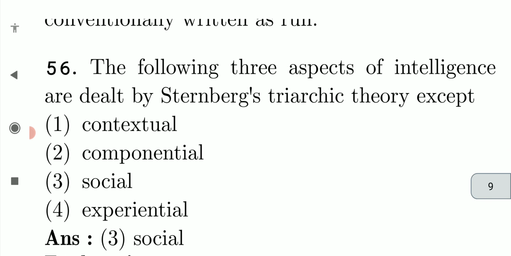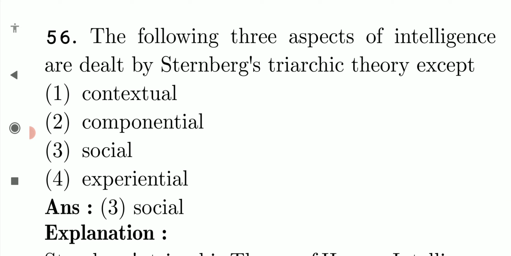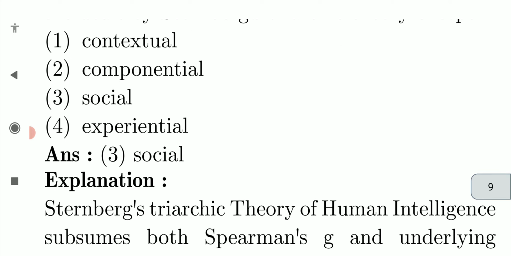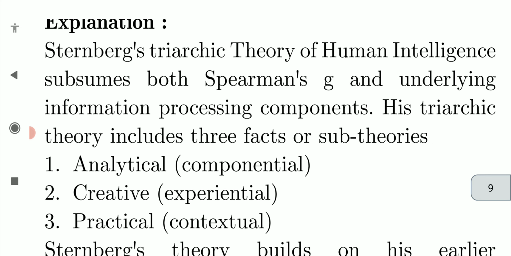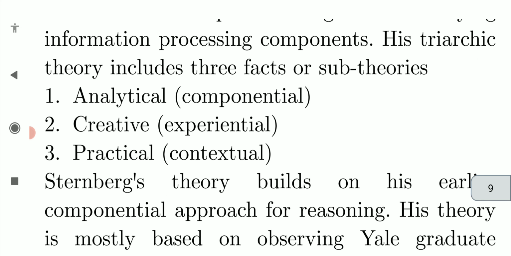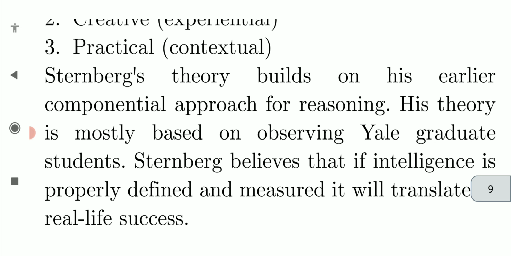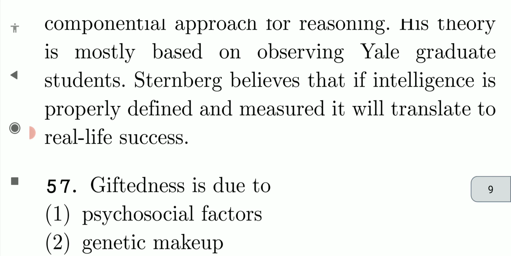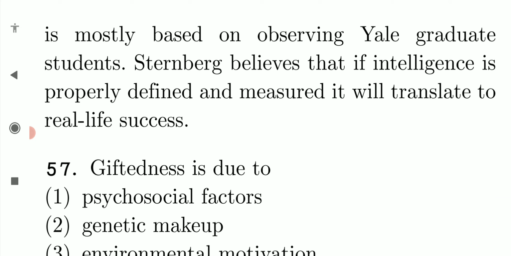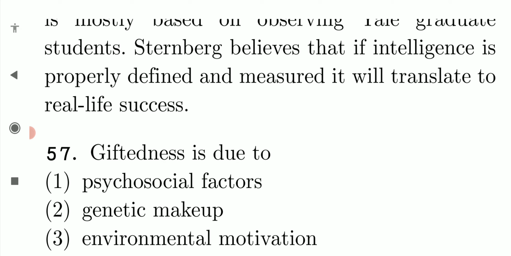The following three aspects of intelligence are dealt with by Sternberg's triarchic theory except: social. Sternberg's triarchic theory of human intelligence subsumes both Spearman's and underlying information processing components. These include three facets: analytic, creative, practical. Analytic means componential, creative means experiential, practical means contextual. This theory is mostly based on observing Yale graduate students. Sternberg believes that if intelligence is properly defined and measured, it will translate to real life success.